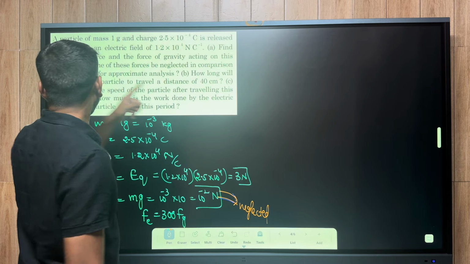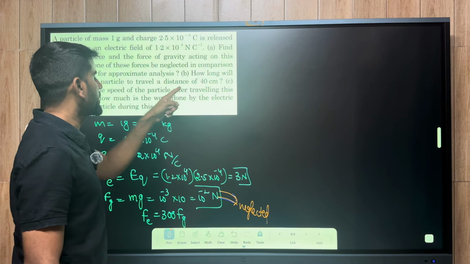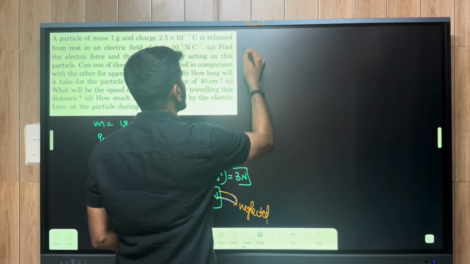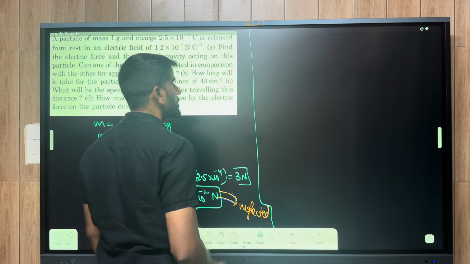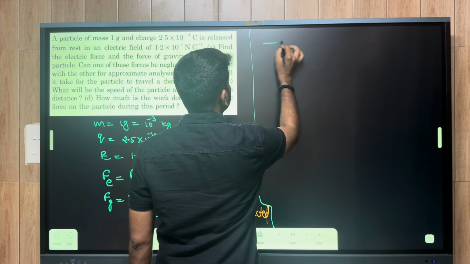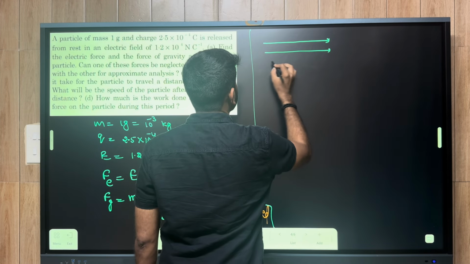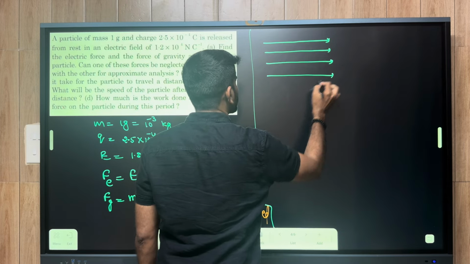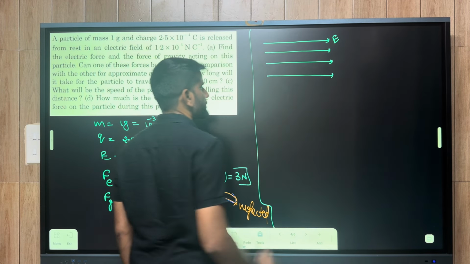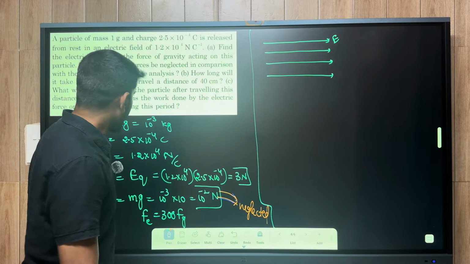Let's move on to the next part. How long will it take for the particle to travel a distance of 40 centimeters? Okay. Now let's draw the electric field. I'm going to take the horizontal electric field here, as I've already ignored the gravity. Horizontal electric field that I've taken. Electric field strength is E.